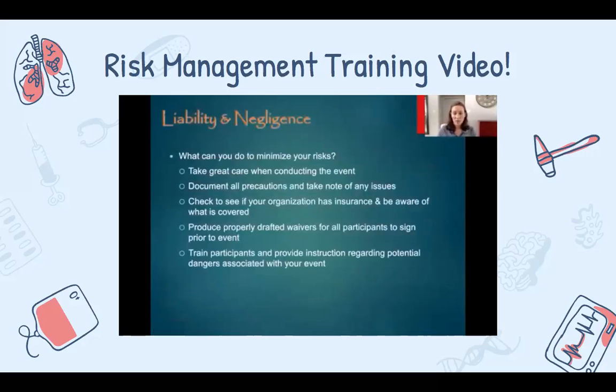When you're a part of an event, be very cautious, document any issues that you know, bring them to your organization leaders. If you want to be a part of that planning process, communicate that with them. If you are very risk averse and want to be a part of planning, let them know. You can check to see if your organization has insurance. Your organization leader should be producing properly drafted waivers for you to sign, and you should be trained and be given instruction regarding potential dangers associated with the event you're attending.